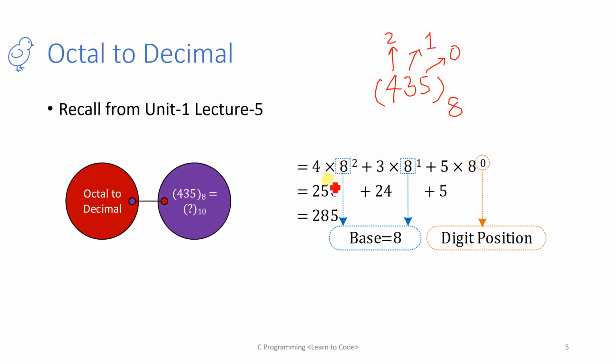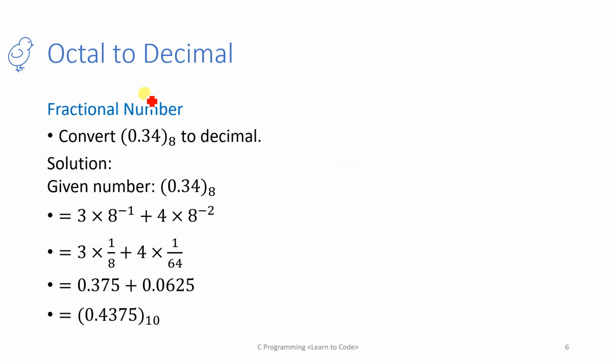When you solve this expression, 8 into 8 is 64, 64 into 4 is 256. 8 to the power 1 is 8, 8 into 3 is 24. 5 to the power 0 is 1, 1 into 5 is 5. When you add it, you will get 285 in base 10. So this is in base 10 and that is the answer. Fine.